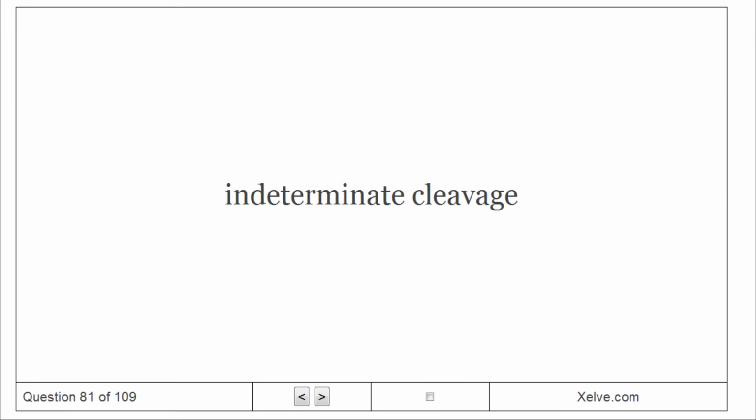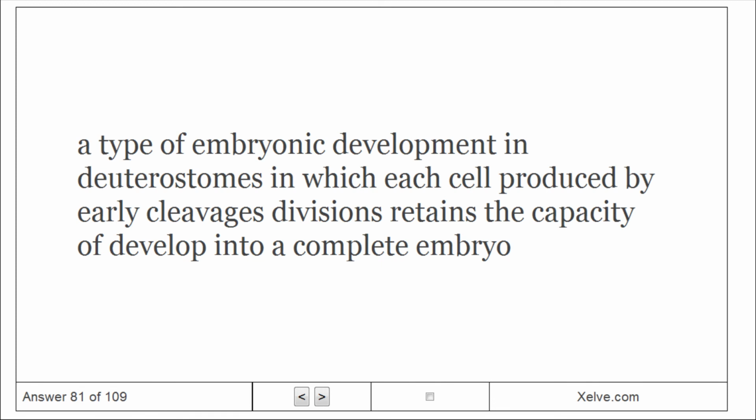Indeterminate cleavage: a type of embryonic development in deuterostomes in which each cell produced by early cleavage divisions retains the capacity to develop into a complete embryo.